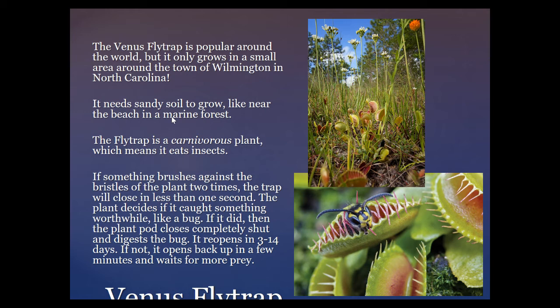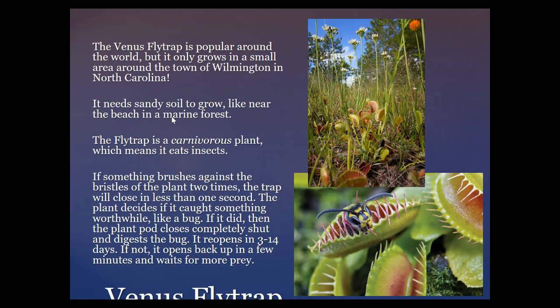So marine means ocean. So the Venus flytrap is a carnivorous plant. So it's a plant that's a carnivore. Now, what is a carnivore? A carnivore eats animals. What animals do we know that are carnivores? Lions, lots of different animals. So this is a carnivorous plant, which means it's a plant that eats insects.